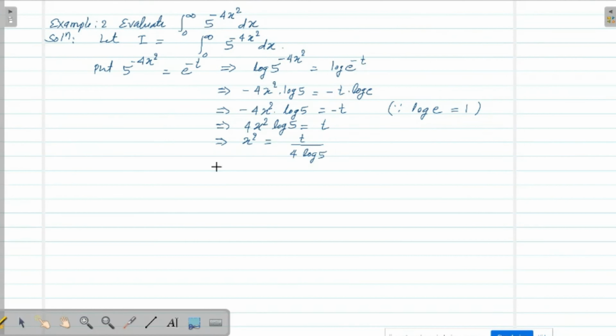Now taking square root on both sides, so this becomes x equals square root of t, and square root of 4 is 2, and this is square root of log 5. Okay. Got it? I will write it again, if you did not understand.